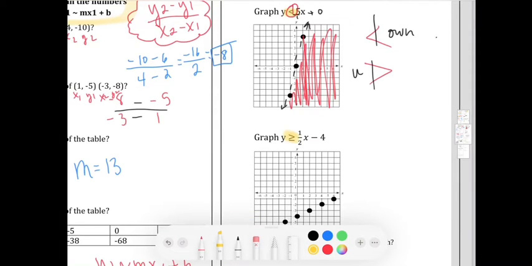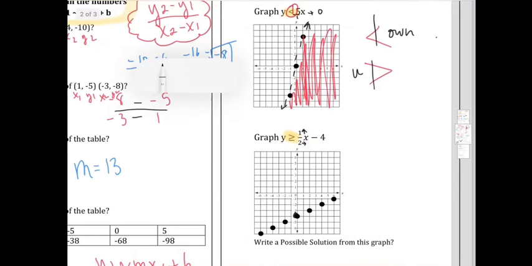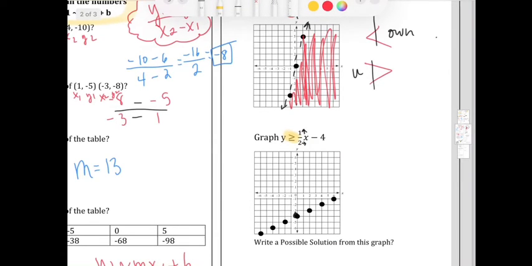In the next example, this one does have a line. So to make these ordered pairs, they started at -4. That was my y-intercept. Then they went up 1, right 2, up 1, right 2, up 1, right 2. Okay, so this symbol does have a line under it. So what that means is we need to connect our dots with a straight line because there's a line on our symbol.